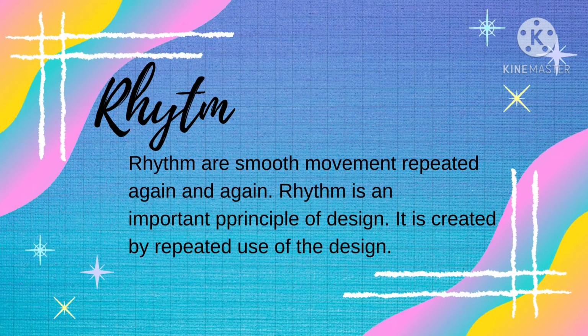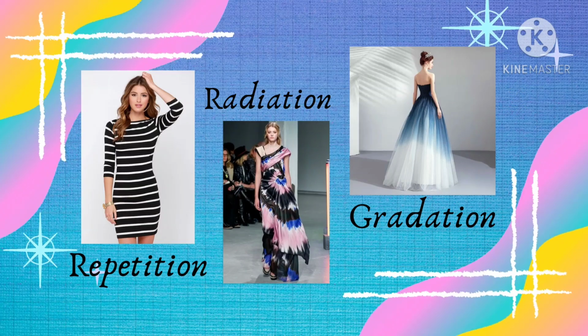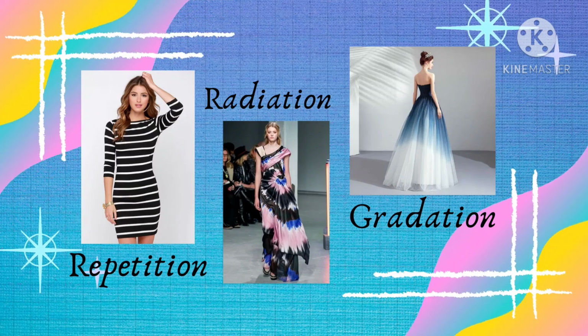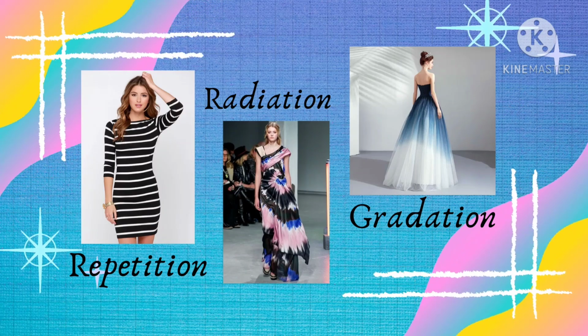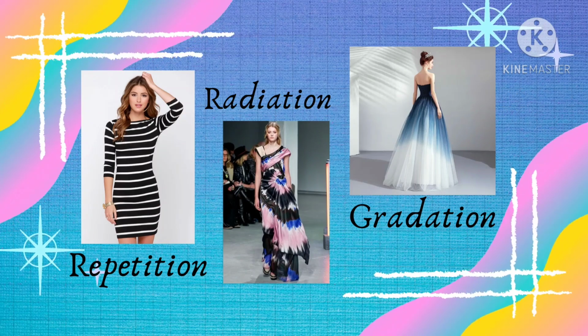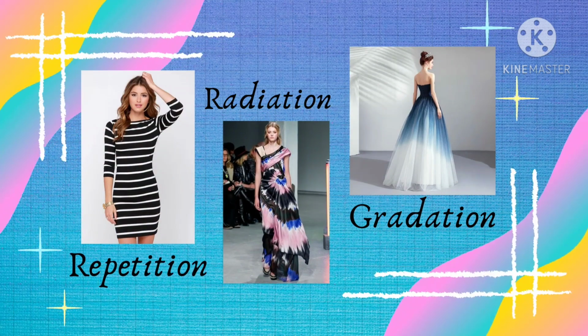Rhythm can be created in three ways. It can be repetition, radiation, or gradation. Now in this activity, I want you to try to differentiate repetition, radiation, and gradation. I will give you enough time to give your answer.